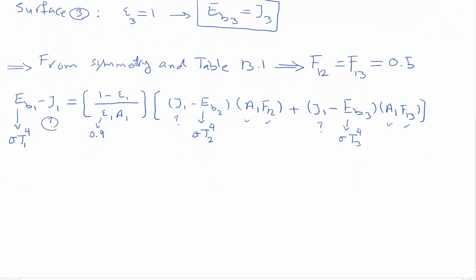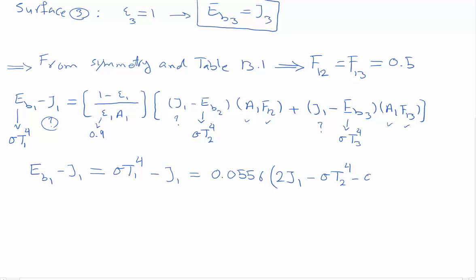So if I plug in these values, the equation will simplify to the following. We will have EB1 minus J1 equal to sigma T1 raised to the power of 4 minus J1 equal to 0.0556 times 2 times J1 minus sigma T2 raised to the power of 4 minus sigma T3 raised to the power of 4.